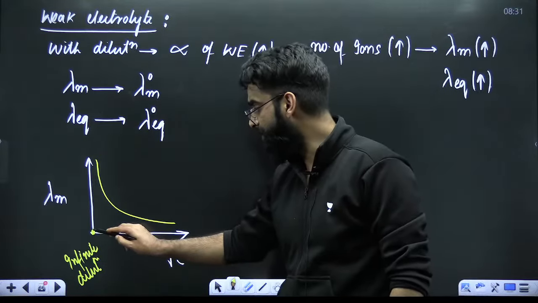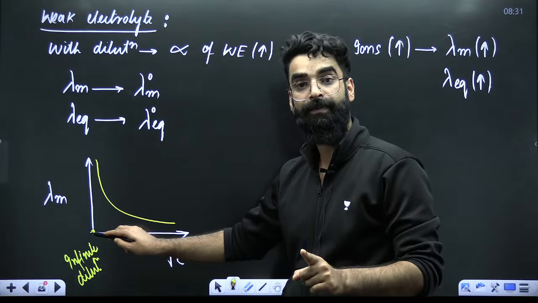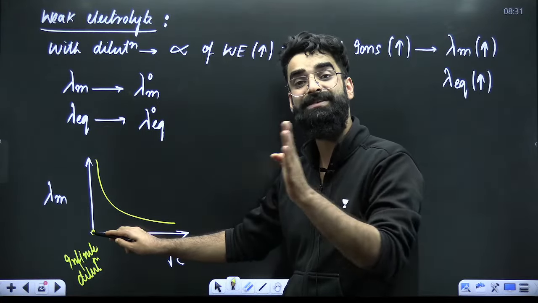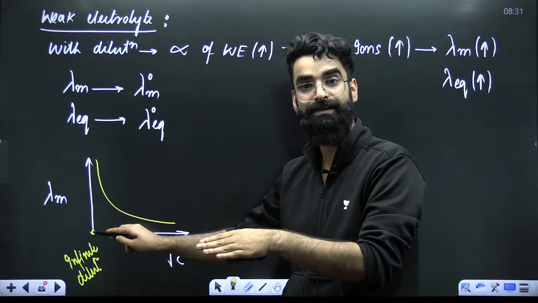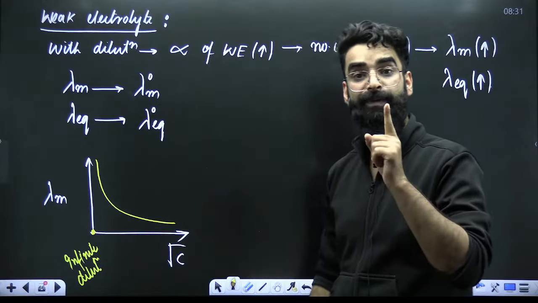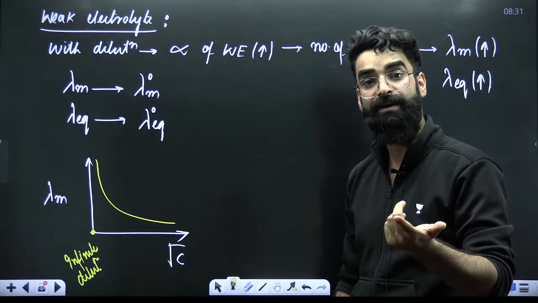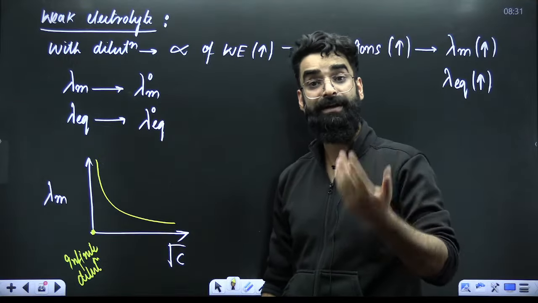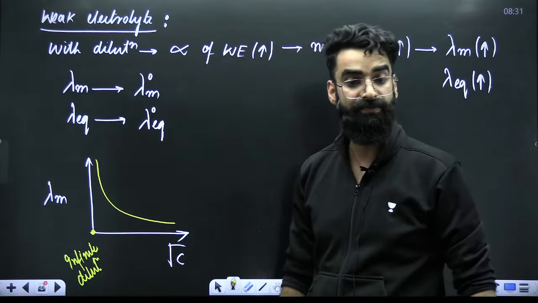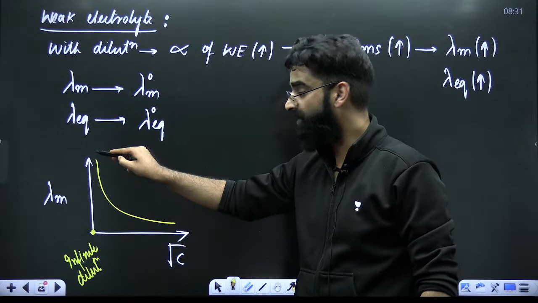If this point represents infinite dilution, then at this particular point the electrolyte would have got 100% ionized. The electrolyte would have got 100% converted into its ions. So at infinite dilution, there will be maximum ions in the container. So molar conductivity as well as equivalent conductivity would have attained its maximum value, which is what you call molar conductivity or equivalent conductivity at infinite dilution, right? Perfect. That's why the graph started somewhere here.